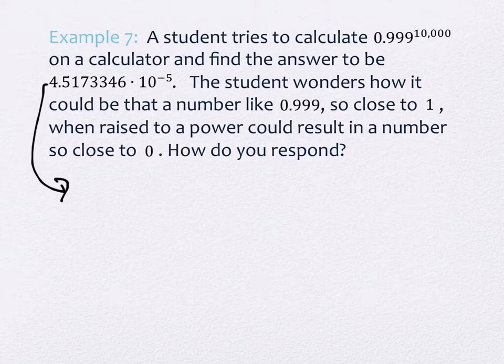So the student wonders how it is that you could have a number that's 0.999, so close to 1, and you can raise it to a power and you end up with a result that's almost 0. How do you respond? So we're going to do a little bit of calculator work to see how this works out and why it's happening this way, and then we'll talk about it in general. So the first thing we're going to do is take that 0.999 and multiply it by itself. So we're going to square it, okay?